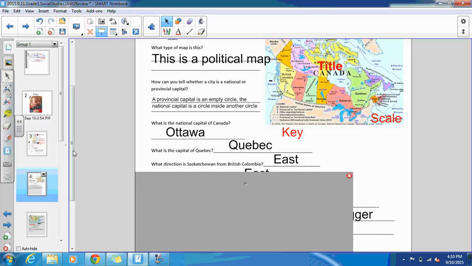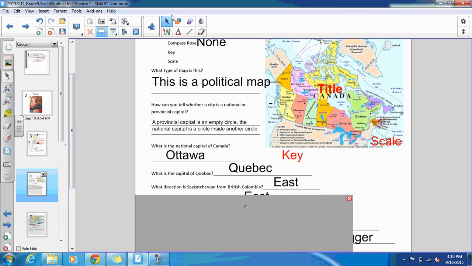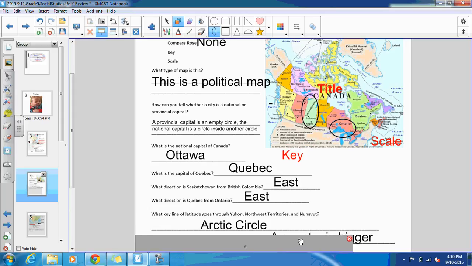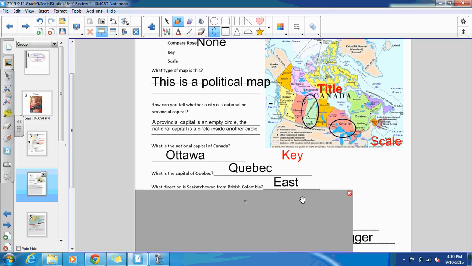Okay, directions for Saskatchewan from British Columbia. Start with Saskatchewan. Saskatchewan is going to be right here. And I'm going to Ontario. Ontario is going to be here. So, I'm sorry, I'm starting from Ontario. So that's always important, right? I almost made a mistake. Sorry, I got my questions confused. What direction is Saskatchewan from British Columbia? So British Columbia is over here. So from British Columbia, Saskatchewan is east.